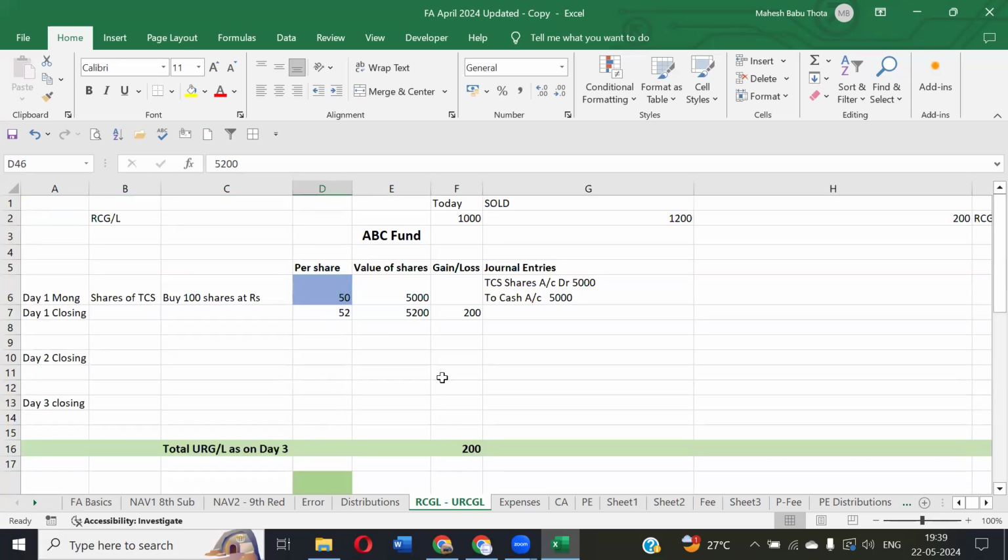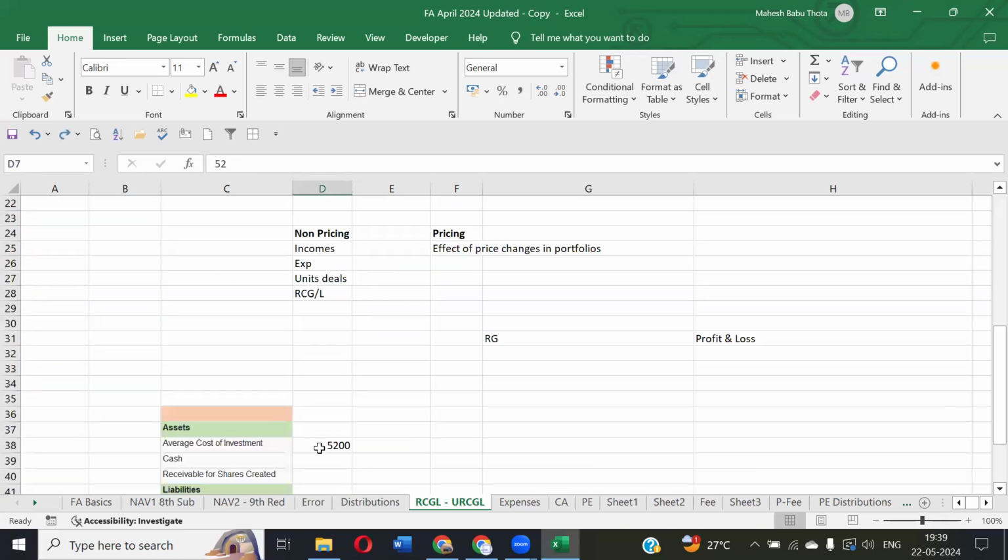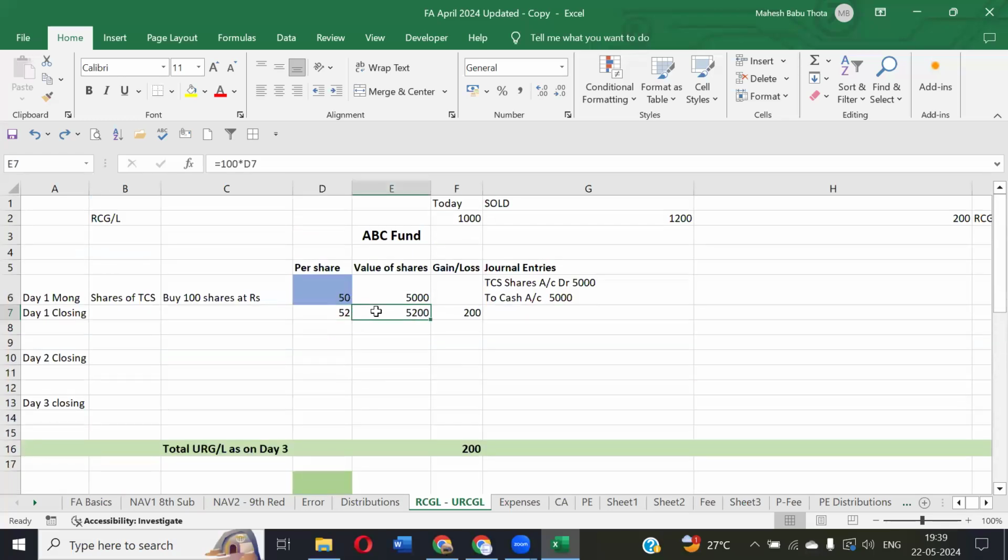Maybe if it is increasing up to 54 rupees, in this case it will go up to 5,400 rupees. So are we going to have any impact on our NAV because of the changes in the asset prices?